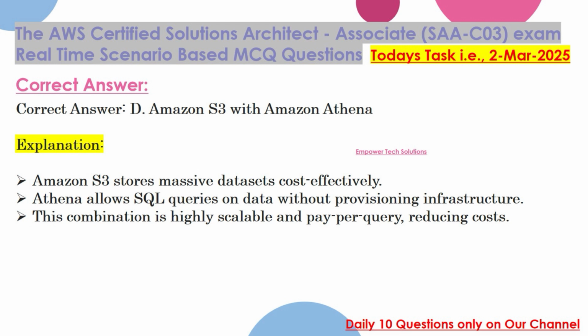Explanation. Amazon S3 stores massive datasets cost-effectively. Athena allows SQL queries on data without provisioning infrastructure. This combination is highly scalable and pay-per-query, reducing costs.